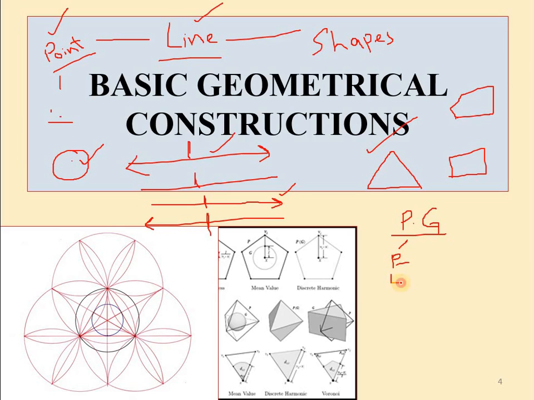Okay, then we have the line, and when we combine two or more lines, we can obtain triangles. In triangles we have different forms, like right angle triangle, equilateral triangle, isosceles triangle, obtuse angle triangle, acute angle triangle. But it will have only 3 sides.